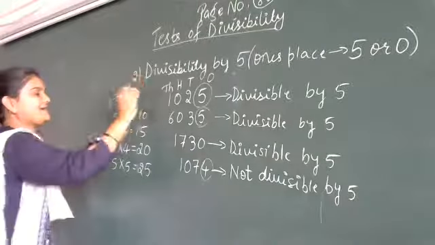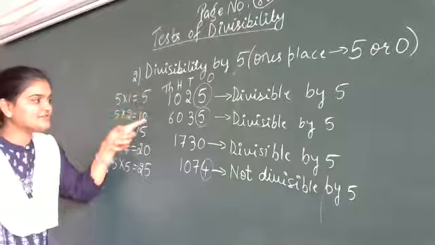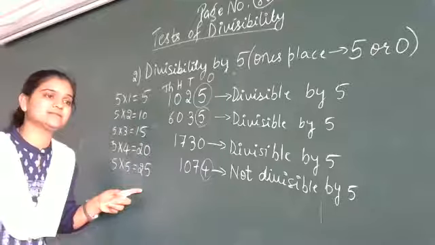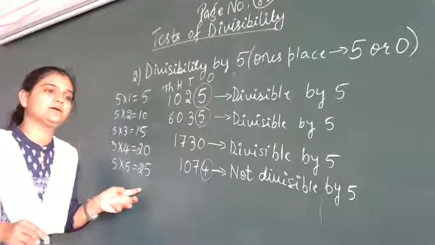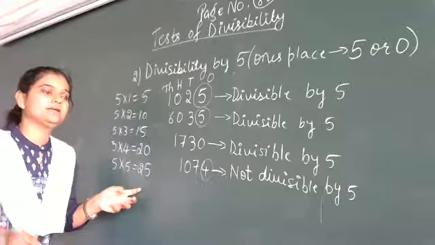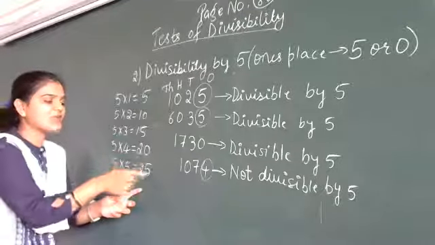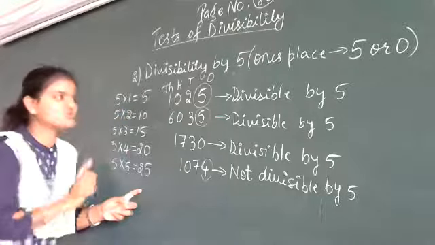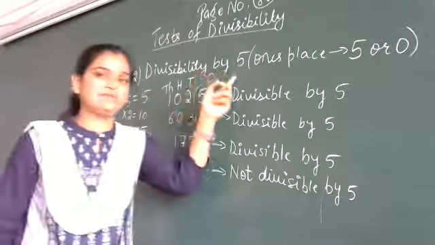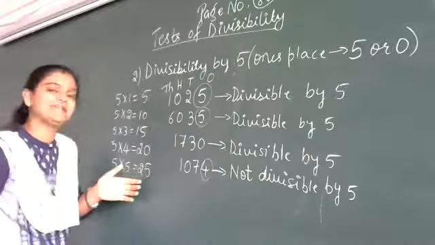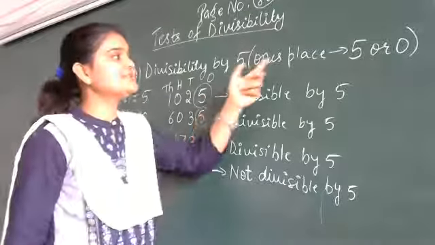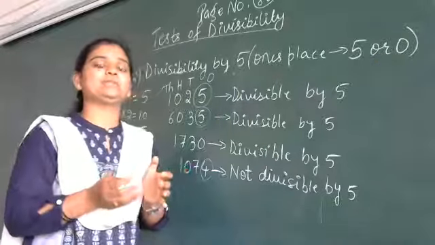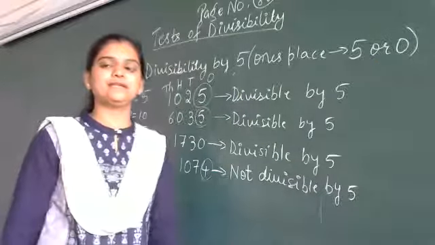See here, we have 5, 0, 5, 0, 5 as the ending numbers. Yes or no? Hence you should remember that for divisibility by 5, in 5's table we have all the ending numbers as 5 and 0. So the ones place should be 5 or 0 for that particular number to be divisible by number 5. Is it clear?